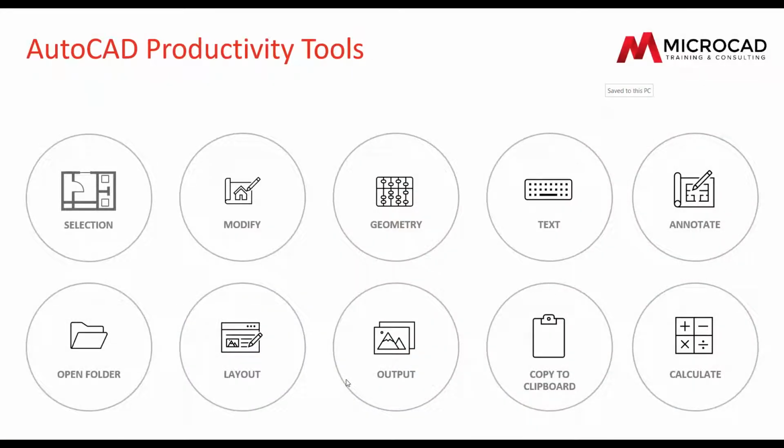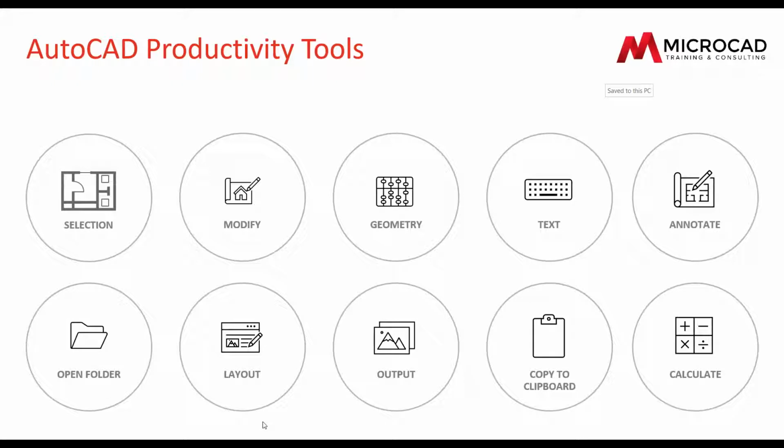Some of the different categories that include these tools are different selection tools, modification, geometry, some different text techniques that you can do that are much different than what you're used to with out-of-the-box AutoCAD, as well as some annotation tools, open folder, which sounds very basic, but it's actually a really great tool that is unique just to these productivity tools. Some layout tools, output, copy to clipboard, again, sounds very basic, but it's really cool once I show you how that one works, and then some calculation techniques as well, just through these tools.